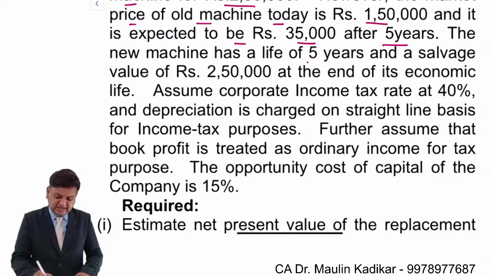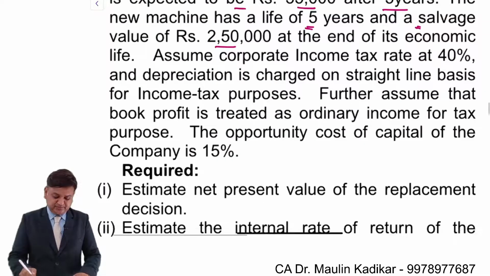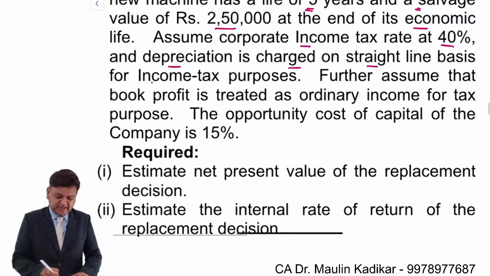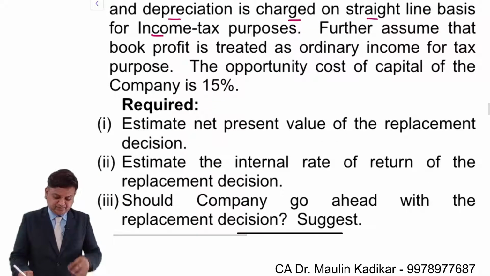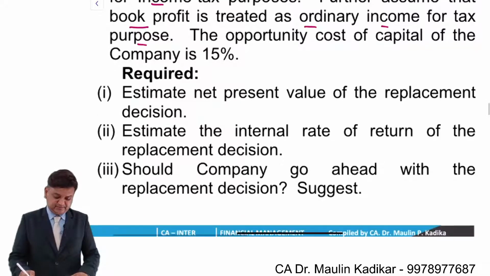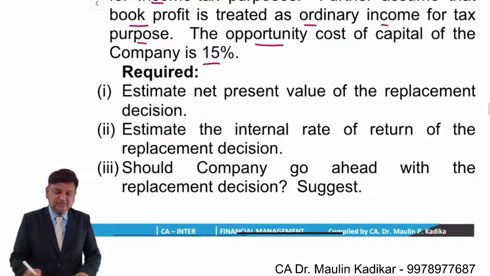The new machinery has a life of 5 years and a salvage value of 2,50,000 at the end of its economic life. Income tax rate is 40%. Depreciation is charged on SLM basis for income tax purposes. Further, assume that the book profit is treated as ordinary income for income tax purposes. Cost of capital is 15%.